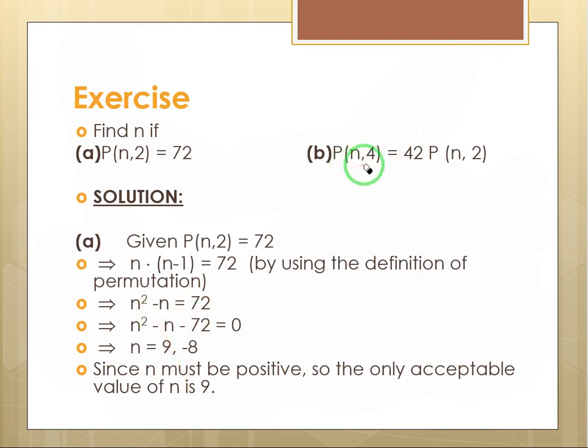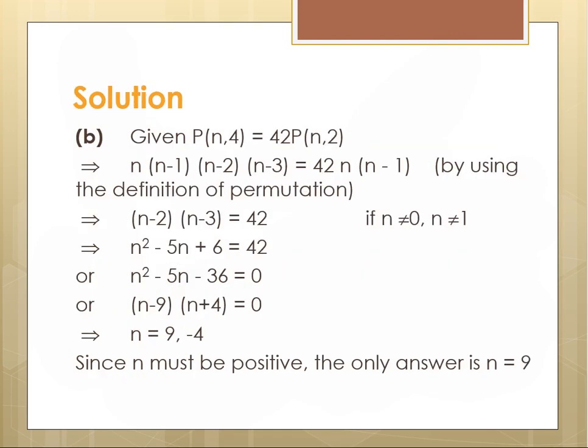So another example is nP4 equal to 42 nP2. Let's come to this one now. Given nP4 is equal to 42 nP2, again the same thing can be applied. Let's see, we have nP4.